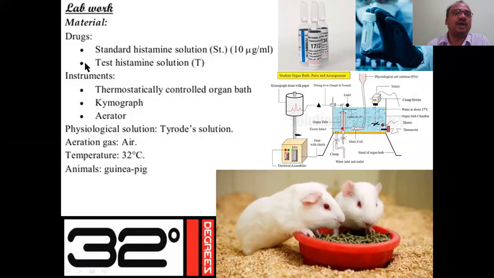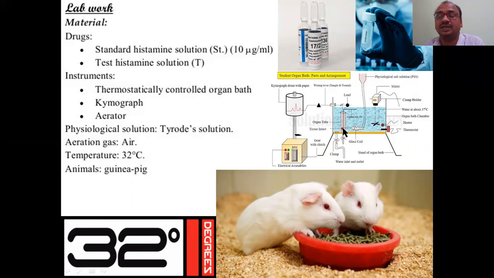All the materials required for this bioassay: drugs, standard preparation, test preparation, test histamine, standard histamine. Standard histamine you have to purchase from an international or national standard laboratory, a drug control laboratory. Instruments: this is a thermostatically controlled organ bath, where temperature is controlled and heat is constant. Here you have to keep the ileum part.